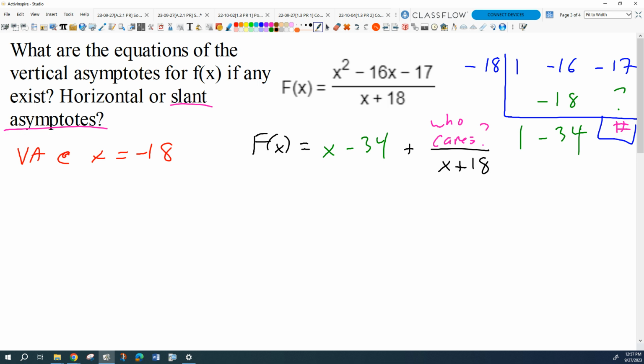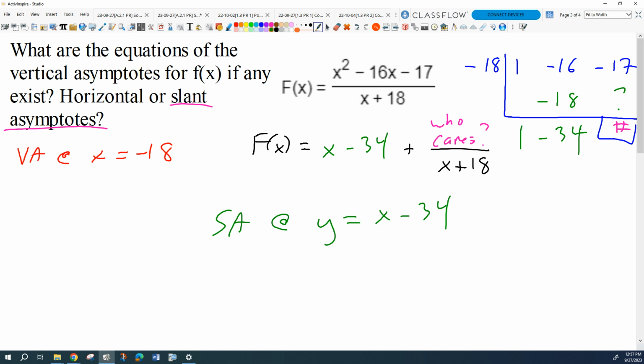We just need the linear part, which gives us the equation of our slant asymptote, right? So we end up getting a slant asymptote at y equals x minus 34. Good? Okay, good. We got a vertical asymptote and a slant asymptote. That's going to make this thing easy to graph eventually. Okay? Questions?